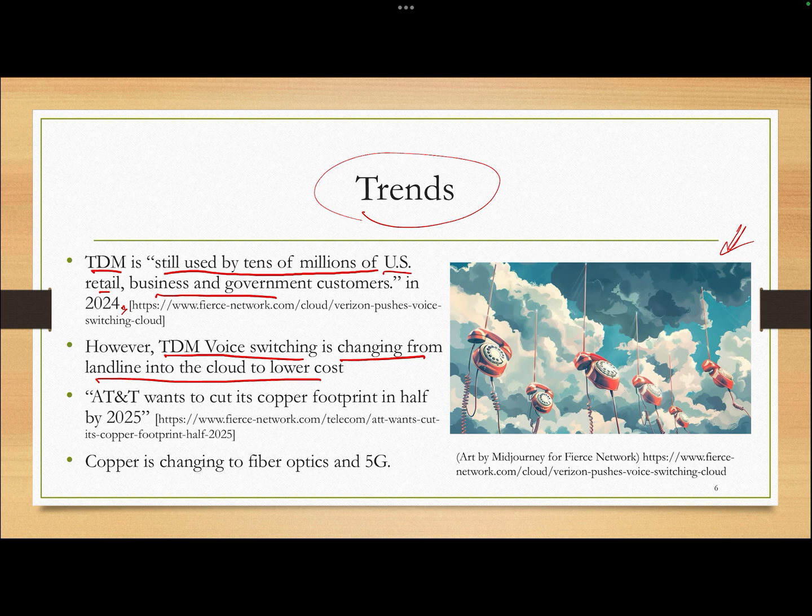This is an artist's picture of the old phone in the cloud. This is just an artistic picture. AT&T is a very big company in the US, and they want to cut their copper footprint in half by 2025. The copper footprint is the twisted pair, all the installation of the landline phone. They try to reduce it because it's very costly to do the maintenance and everything. They're trying to change the copper to fiber optics and 5G.